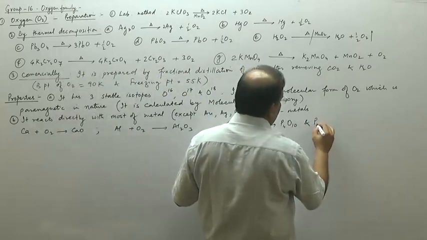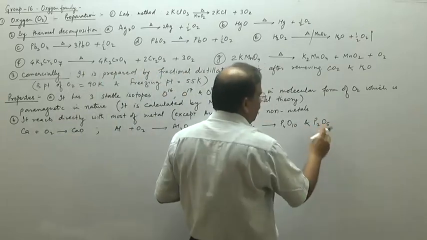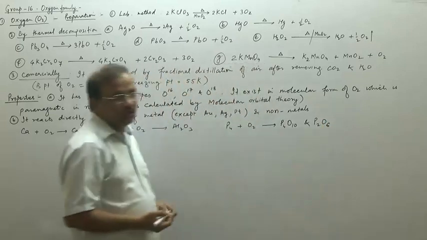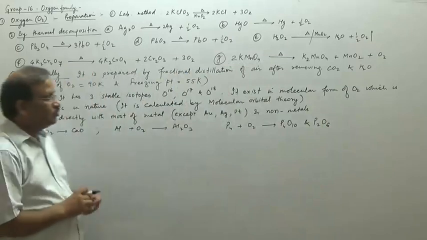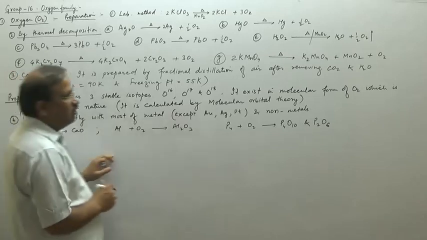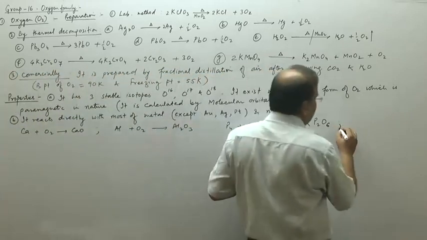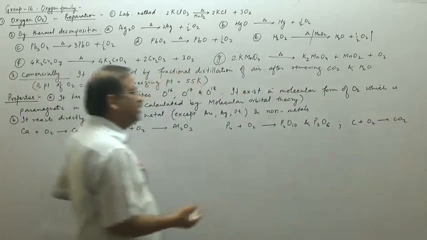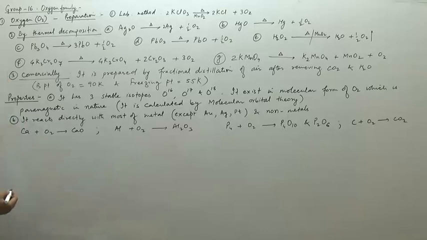Depending on the amount, P2O3 or P2O5 we can write like this, P2O6 we can write like this. So depending on the amount of oxygen, we are able to write which will be formed, P4O10 or P2O6. Even carbon reacts with O2 to form carbon dioxide. We can say that carbon plus O2 gives you carbon dioxide.